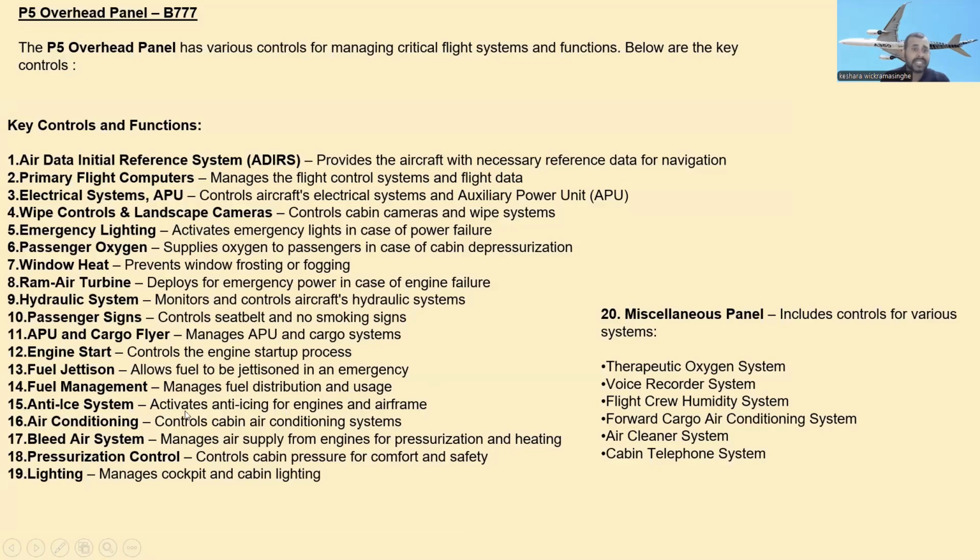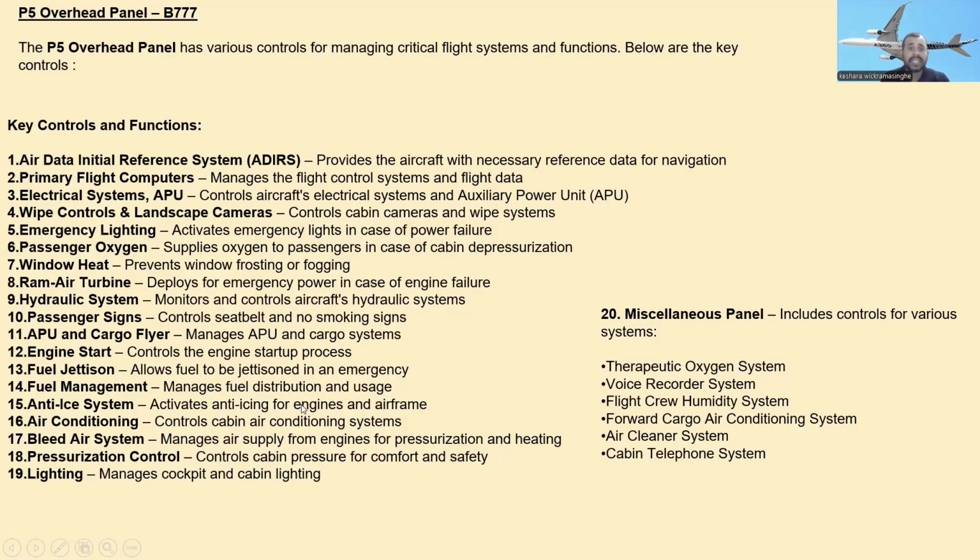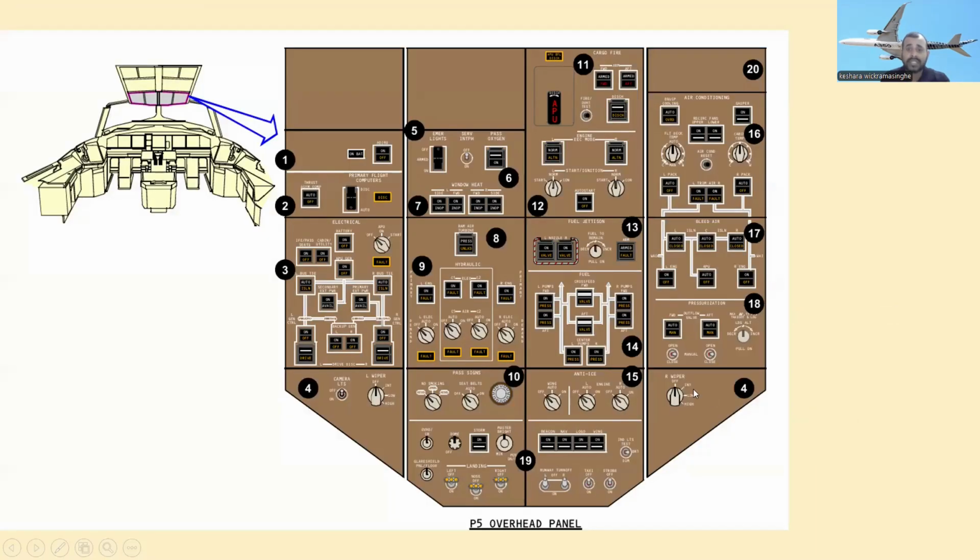Number 15, anti-ice system. It activates anti-ice for engines and airframe. And number 16, air conditioning. Here is number 16. This section is used for the air conditioning system.